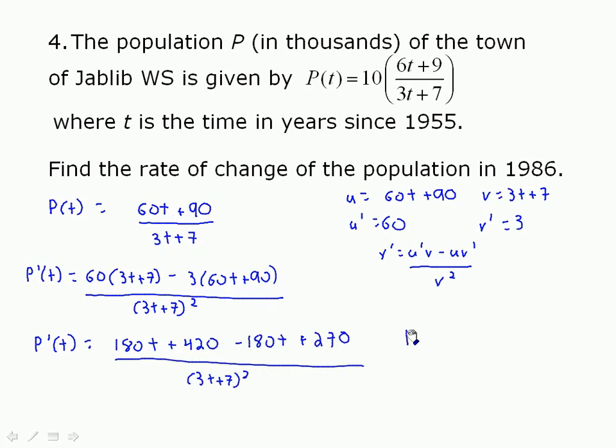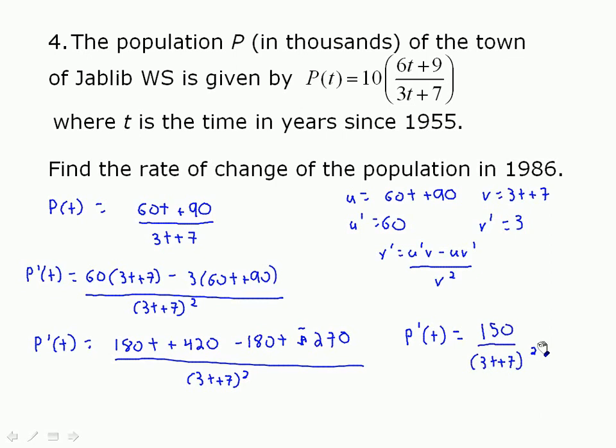Before I bring up the screen, I will simplify this expression as far as I can. Make sure I've got all this. Oops, look at that. That should be a minus 270. So minus 180t minus 270 makes a little more sense. The 180s go away. The 420 minus 270 should give us 150 over (3t plus 7) squared.